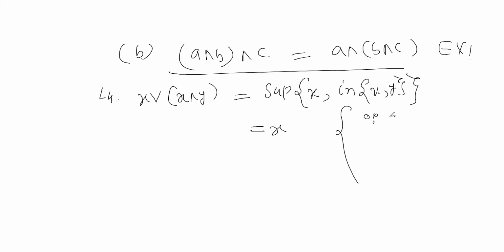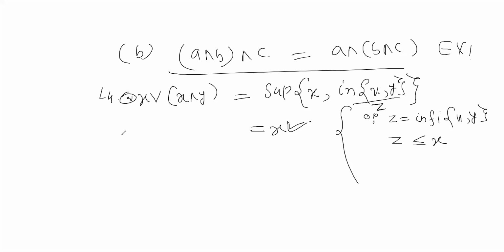This is because, suppose Z is an infimum of X and Y. Since it is an infimum, Z will be smaller than X and smaller than Y. So Z is less than or equal to X. If Z is less than or equal to X, then the supremum of X and Z would be X. So you can just say that X join (X meet Y) is X.